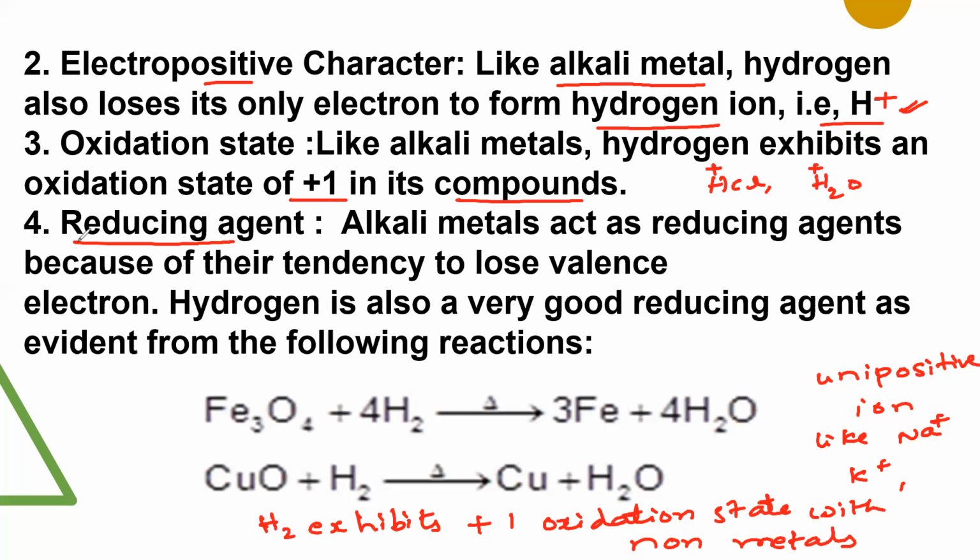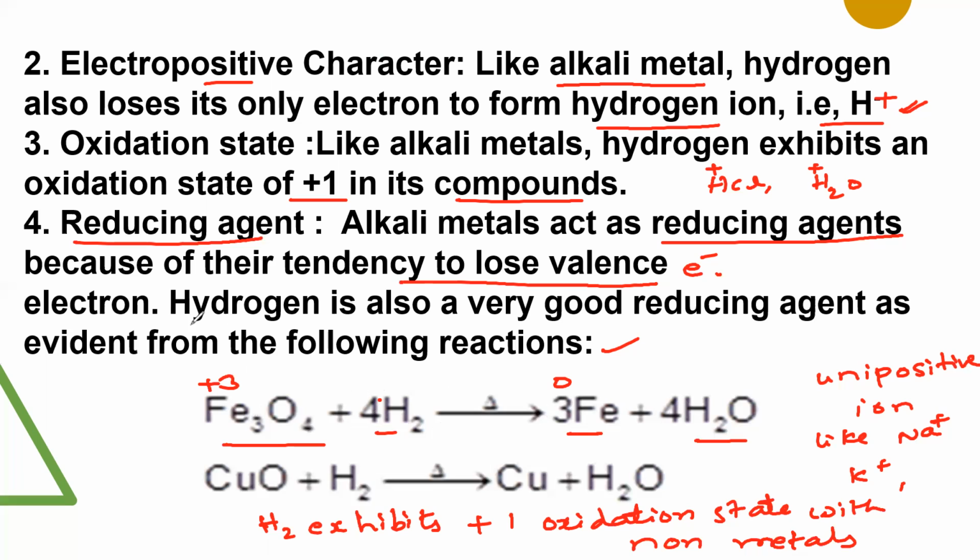Next, reducing character. Alkali metals act as reducing agents because they are strongly electropositive and tend to lose valence electrons. Hydrogen is also a very good reducing agent, as evident from the following reaction. Ferric oxide on reaction with hydrogen forms iron plus water, so hydrogen displaces iron from ferric oxide. It is a redox reaction because iron goes from plus 3 to 0, a reduction. Hydrogen brings reduction to ferric oxide, which is why it is called a reducing agent, and itself it gets oxidized.